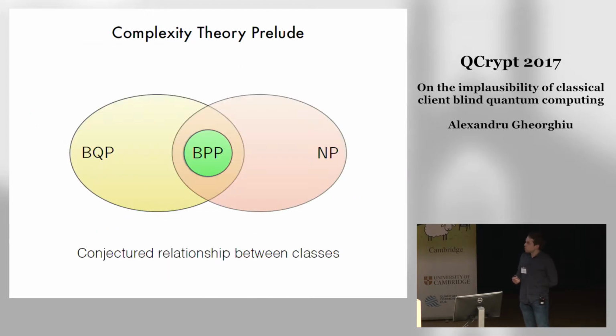Okay, so complexity theory is notorious for the fact that it's very difficult to prove that complexity classes are different from each other, except in very simple cases. So this is what we conjecture the relationship between these three classes to be. This is unproven, but we have very good arguments for why it should look like this. So these are, let's say, the main three complexity classes that I'll be talking about.